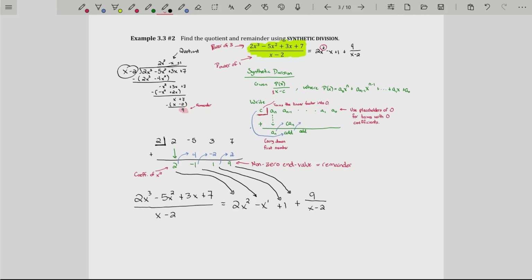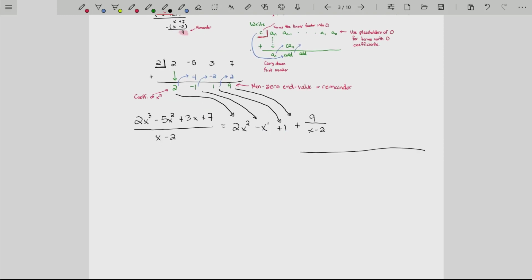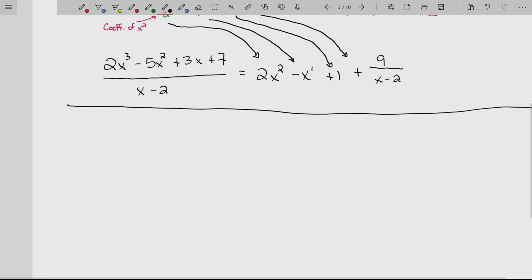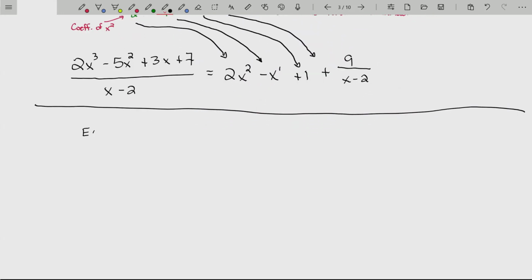And remember, the problem asks what's the quotient and remainder. Quotient is the polynomial 2x squared minus x plus 1. Remainder is 9. Now, I find that synthetic division is so important that I just want to do one more example before we do kind of an interesting sub-example. So let's just make up an example. You could do this yourself as well. If you're going to make up an example, go ahead and just make up any degree polynomial you want for the numerator. You don't have to go nuts here.